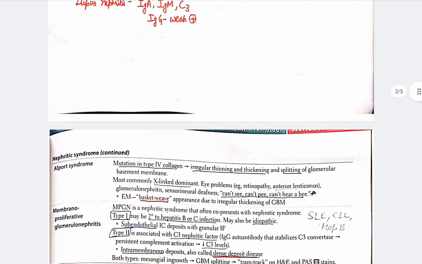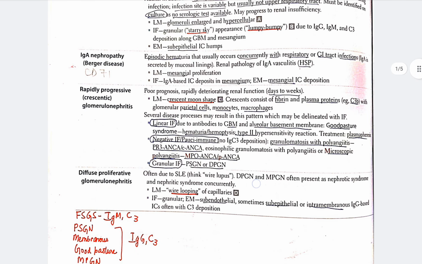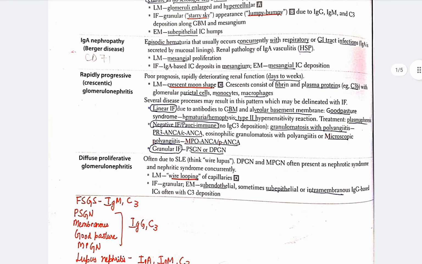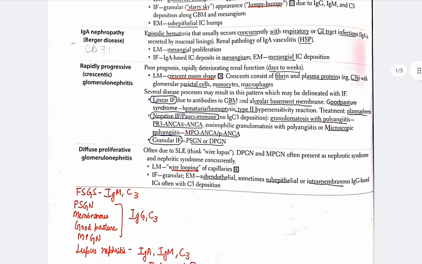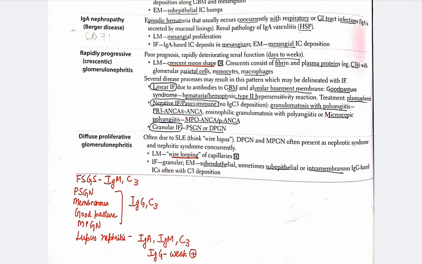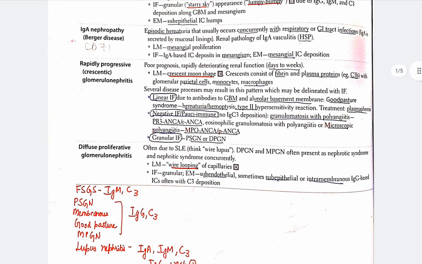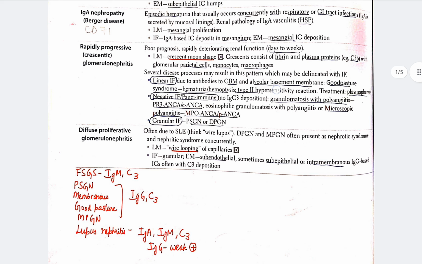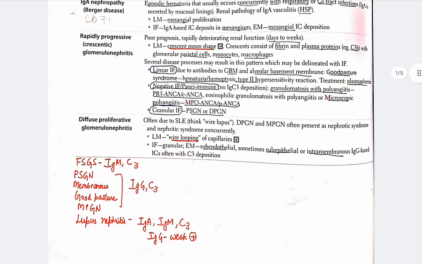Then coming back to the same page, this was left: linear immunofluorescence in type 1 due to antibodies to GBM and alveolar basement membrane, also known as Goodpasture, will result in hematuria due to GBM involvement and hemoptysis due to alveolar basement membrane involvement. It is a type 2 antibody-linked reaction and treatment is plasmapheresis.